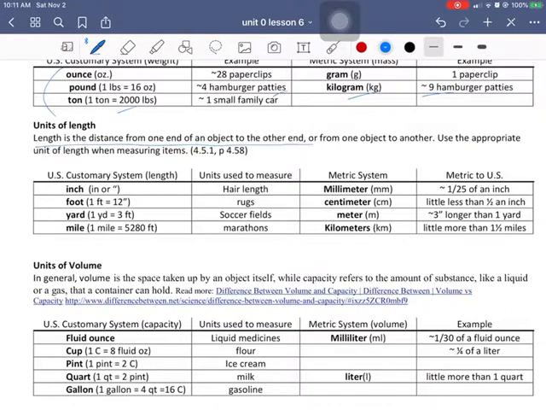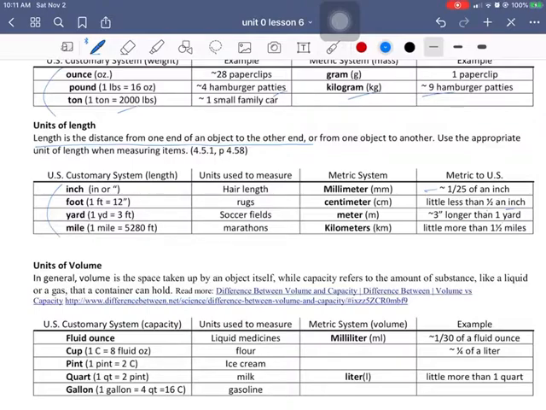Length is a distance from one object to the other. Obviously, a tape measure tells how long something is. The US has inches, feet, yards, miles. Inches, the closest thing I have, about 1/25 of an inch is a millimeter. A little less than half an inch is a centimeter. About 3 inches longer than a yard is a meter. And a kilometer is a little more than 1.5 miles.